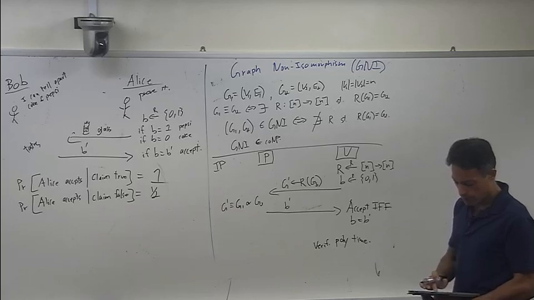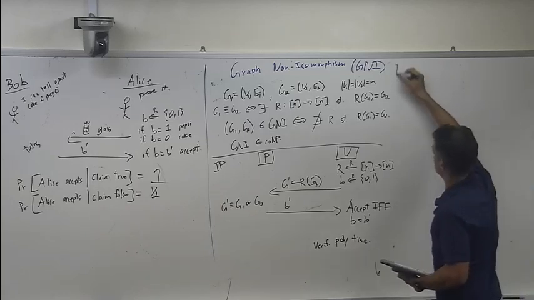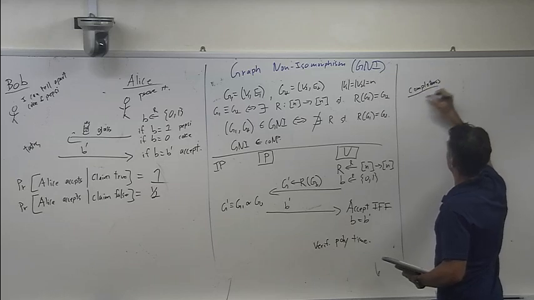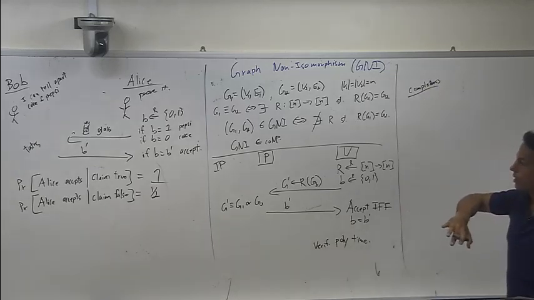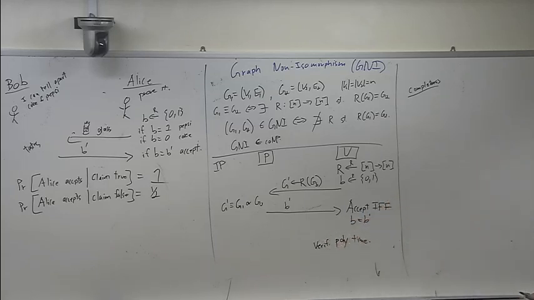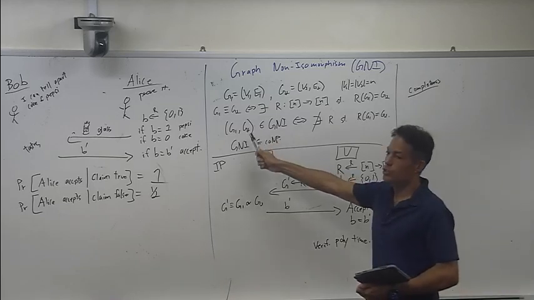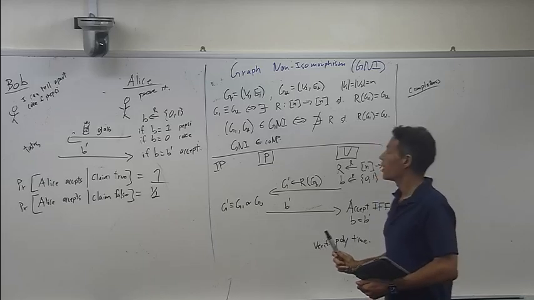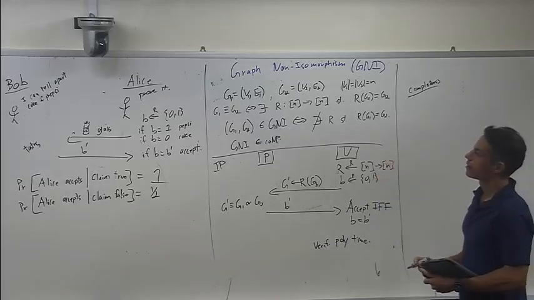So let's talk about completeness. First off, what do we mean by completeness in this case? Start from that definition and tell me what it means in terms of GNI. If these two are non-isomorphic, you will accept, with what probability? G1 and G2 are not isomorphic, so that means there is no remapping between G1 and G2. So what is that probability?